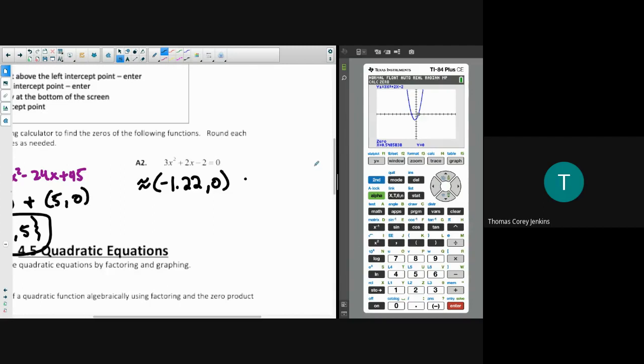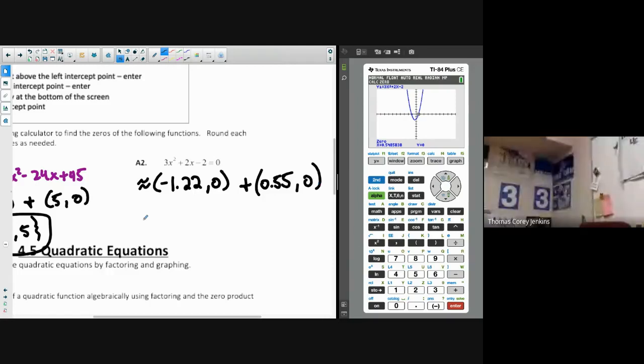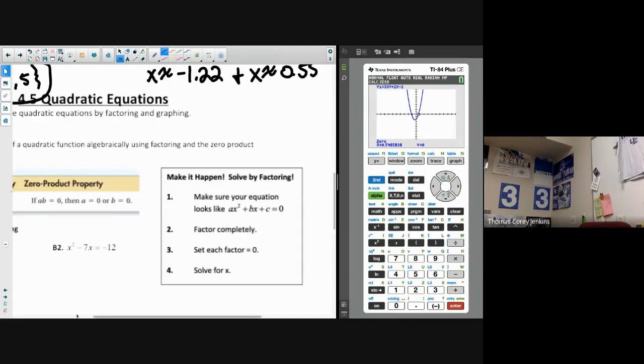So (0.55, 0). Those are my two x-intercepts, and so we would say x is approximately negative 1.22 and x is approximately 0.55. As far as on Desmos, I'm not sure how that feature works, okay? Actually, you know what? Desmos shows you the x-intercepts, so they're probably already going to be highlighted for you. If somebody could let me know how that works, I'd appreciate it.